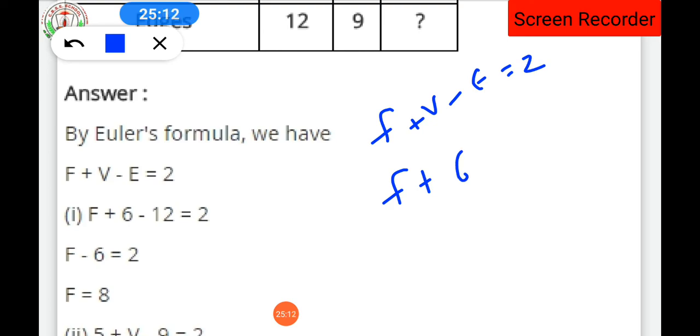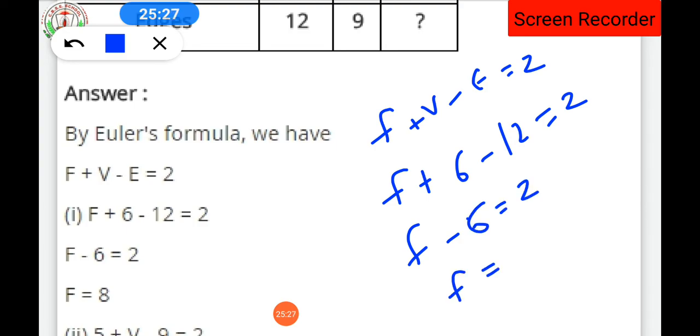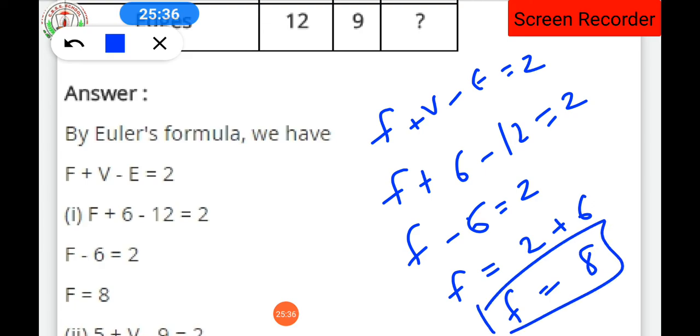Vertex is 6, isn't it? And edge is 12, equal to 2. So F plus and minus will be minus. So 6 minus 12 will be minus 6, equal to 2. So F is equal to, when 6 is transposed from the left hand side to the right hand side, it will become plus 6. So F is equal to 8. So this is the answer.